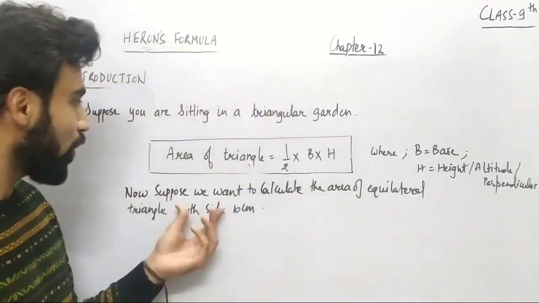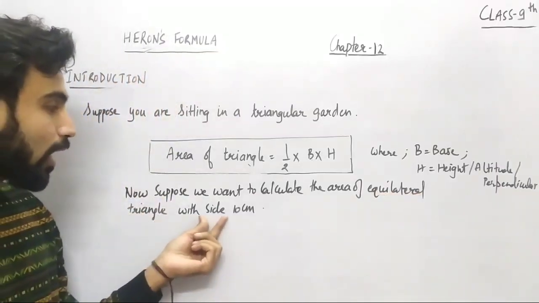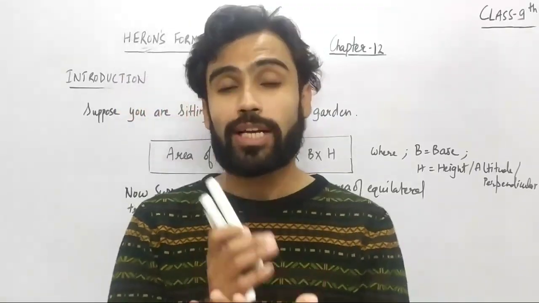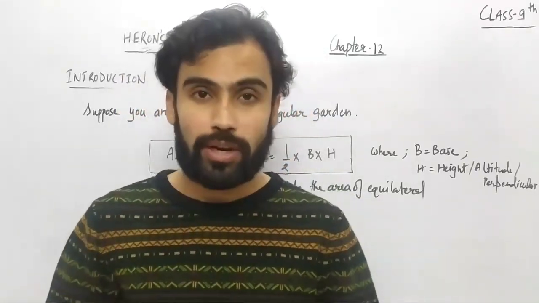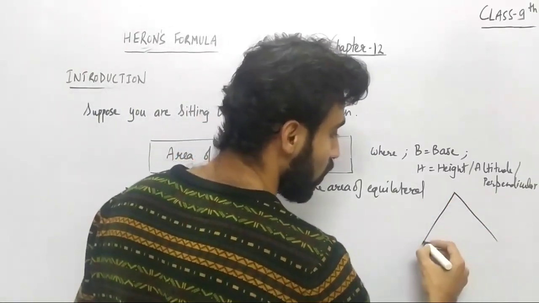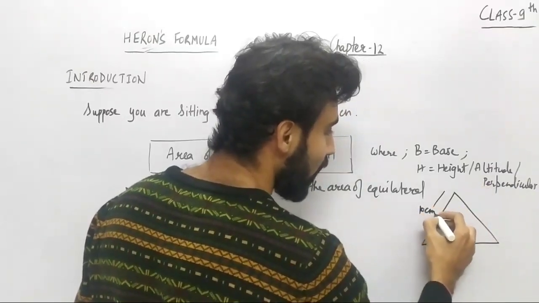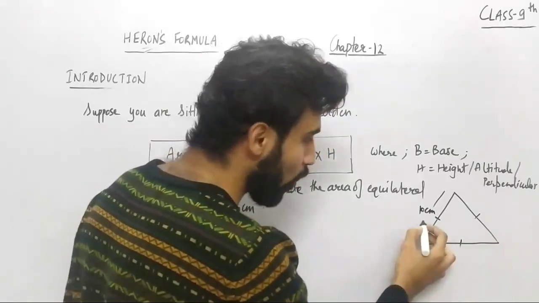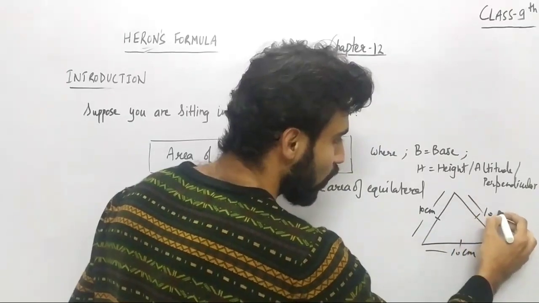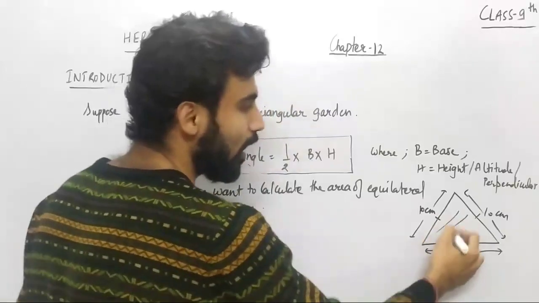Now suppose we want to calculate the area of an equilateral triangle with side 10 centimeter, right? We know which triangle is equilateral: the one in which the lengths of all three sides are equal, right? So let me first draw a triangle here. Let me just tell you that this is an equilateral triangle, so all its three sides will be equal. So all the sides are going to be 10 centimeter, right? So you can see here I have drawn an equilateral triangle and I have to find its area.